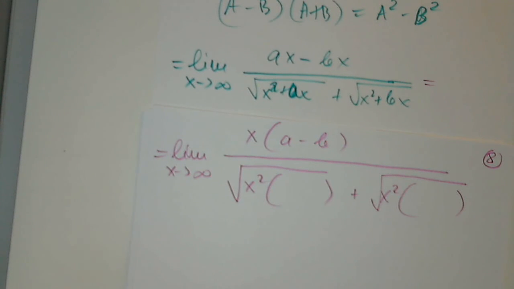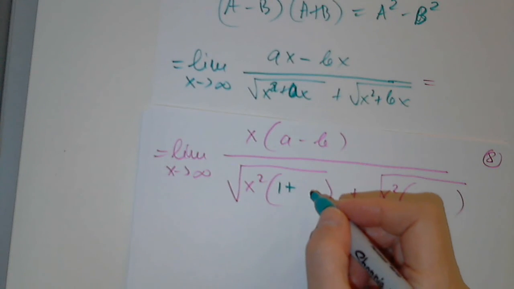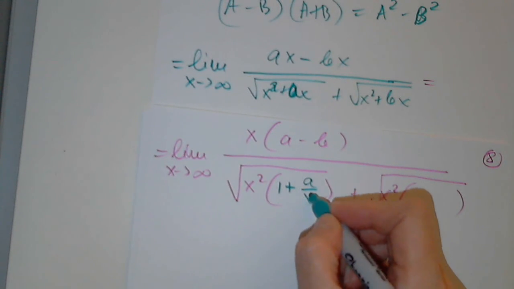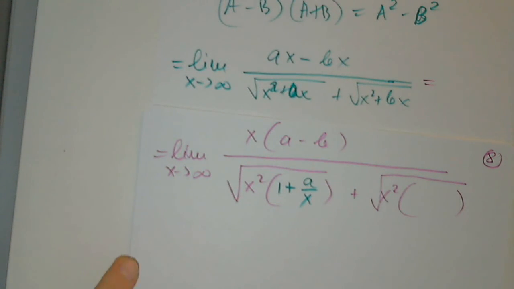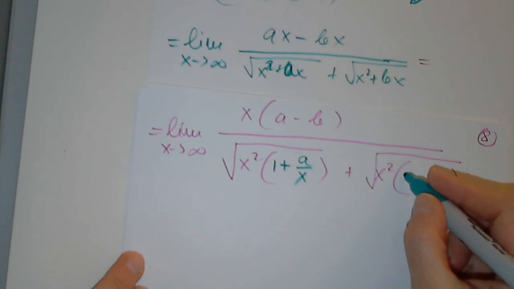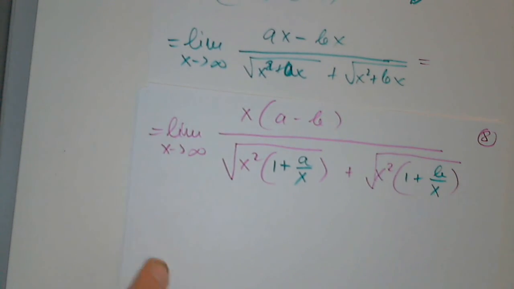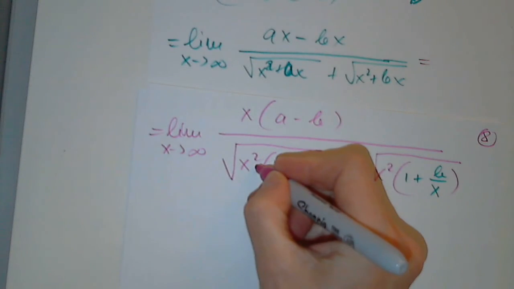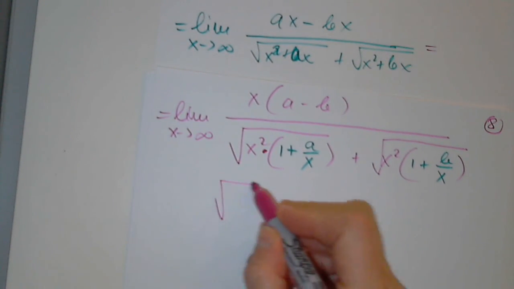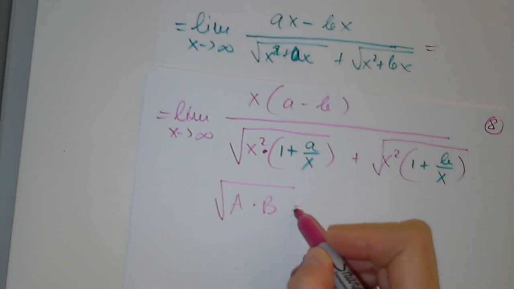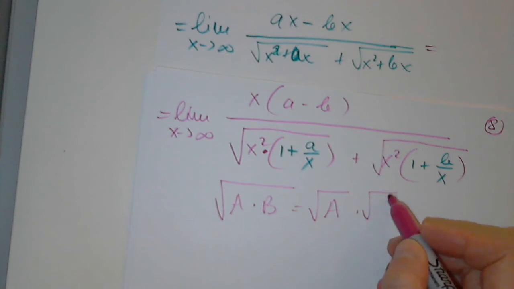We have to identify what is left in parentheses. x squared times what is x squared? 1, excellent. And then plus a over x, great job. Thank you, Tara. Okay, the same thing for the second one, right? 1 plus b over x. We agree? The next step is crucial. This is a product. I'm allowed to take the square root from a times b and replace it by this.